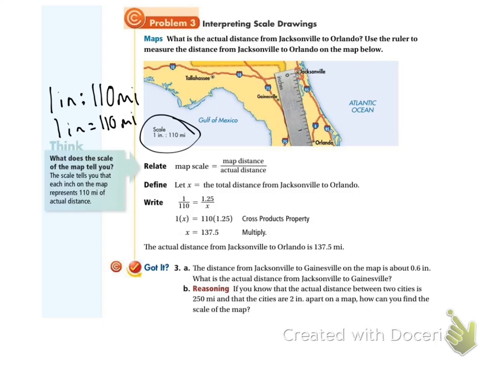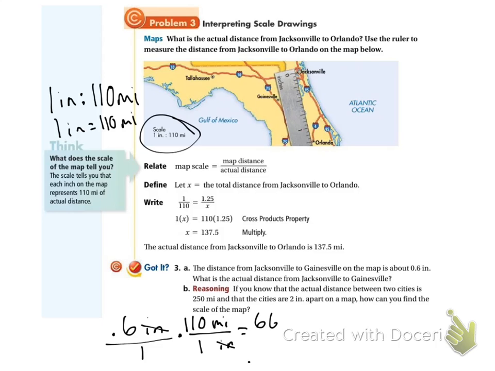So, if we look at our got it problem, the distance from Jacksonville to Gainesville on the map is about 0.6 inches. What is the actual distance from Jacksonville to Gainesville? Okay, so 0.6 inches. I'm just going to do this the way we did 2 sections ago. Over 1. I want to get from inches to miles, so inches need to go on the bottom. Miles need to go on the top. 110 miles is 1 inch. My inches are going to cancel off.